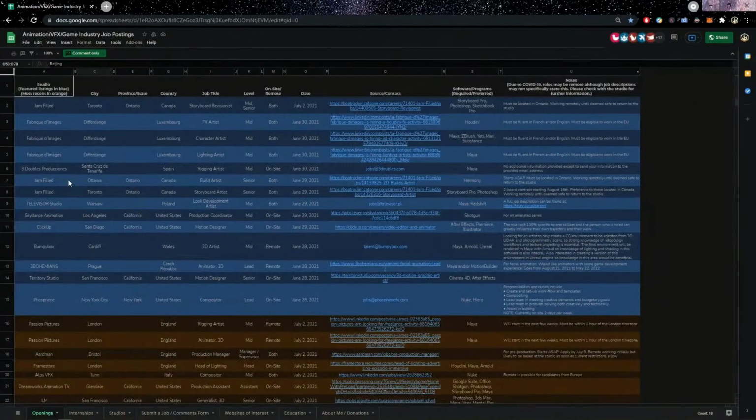So here we are in the animation VFX game industry jobs posting Excel spreadsheet. And you should be able to find a link to this either in the live chats or somewhere on the screen.